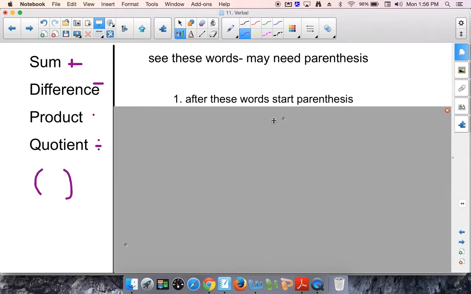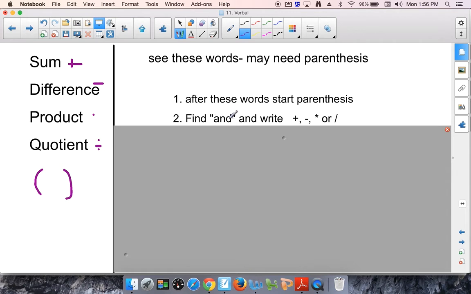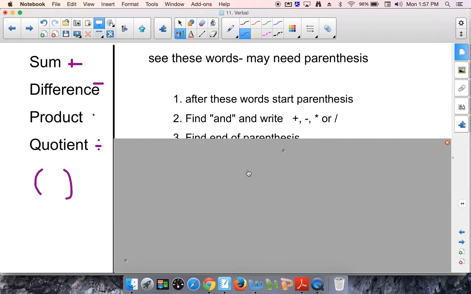So here's what we're going to do. Number one, after you see these words, you start the parentheses. So if you see the word sum, right after, put a parenthesis. Difference, put a parenthesis, and so on. Number two, find the word and. These will always have an and somewhere in the sentence. You find that if the word was sum, you'd put a plus sign. If the word was difference, subtraction, and so on.